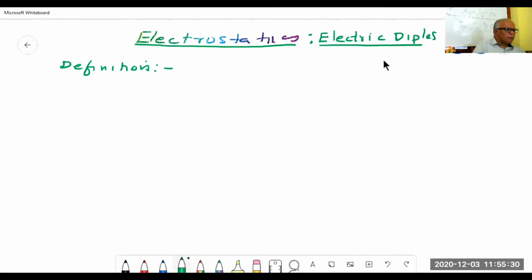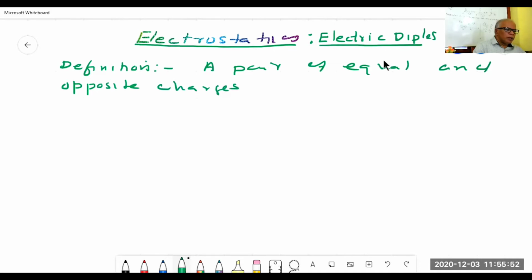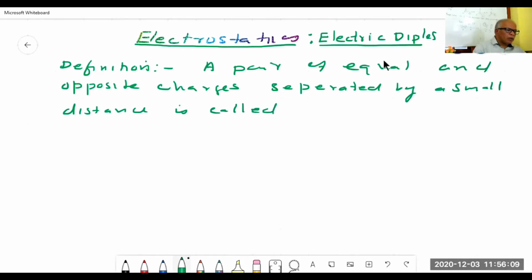What is an electric dipole? It's a pair of equal and opposite charges separated by a small distance is called an electric dipole.